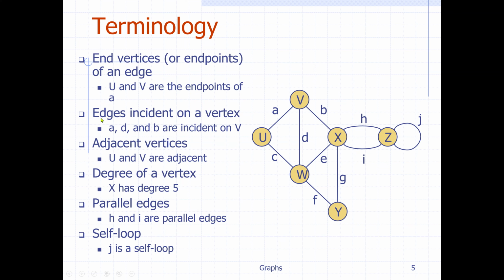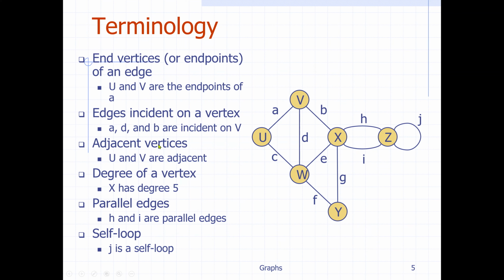Also, we use the term edges incident on a vertex. So for example, here we say A, D, and B are incident on V, because the edges A, D, and B are connected to V. So we say A, D, and B are incident on V. So that's the second, edges incident on a vertex.